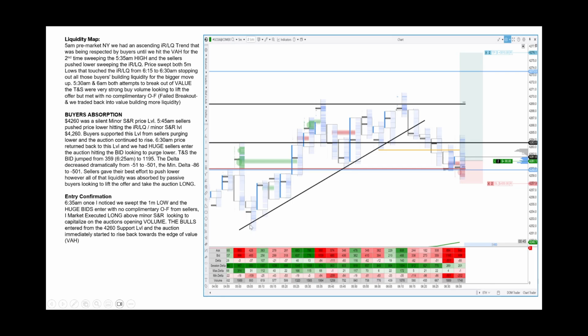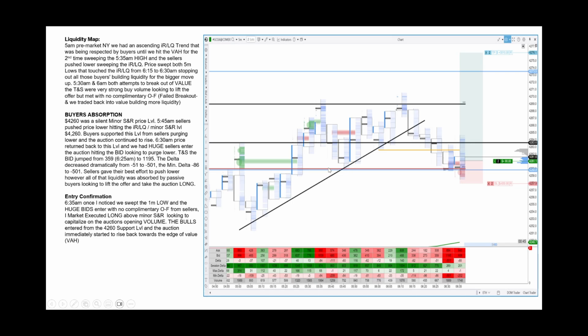As you can see right here, at the 5 a.m. NY open, we rallied all the way up. This right here is the 5:35 a.m. candle. We pushed up into the value area high, we respected it, sellers defended, and we pushed lower and hit this internal range liquidity trend line.